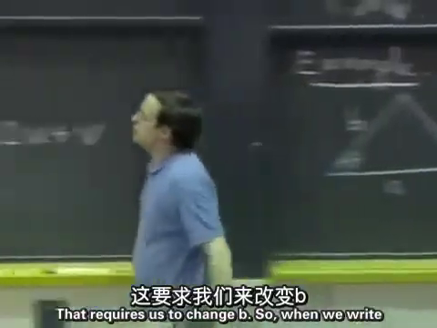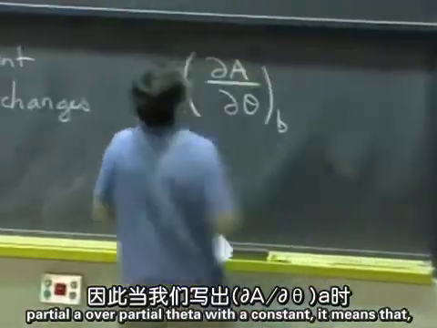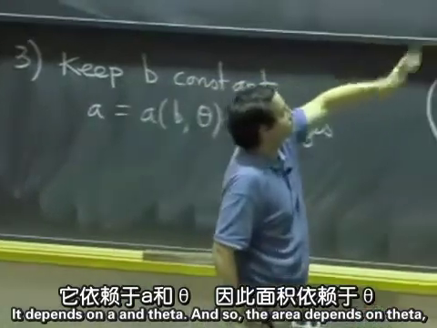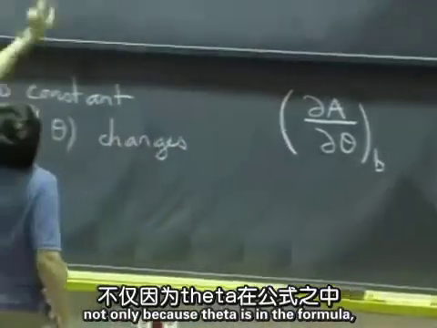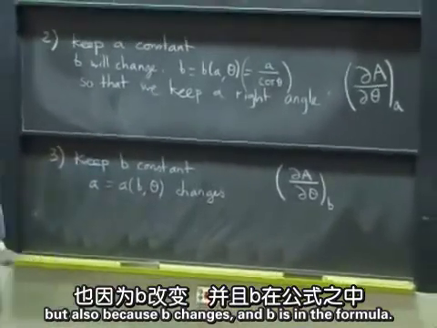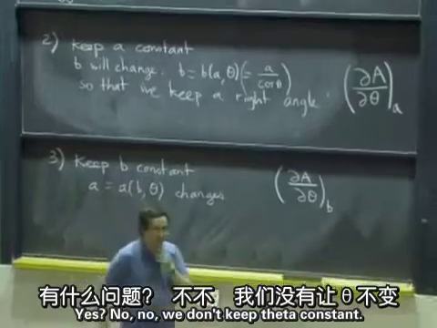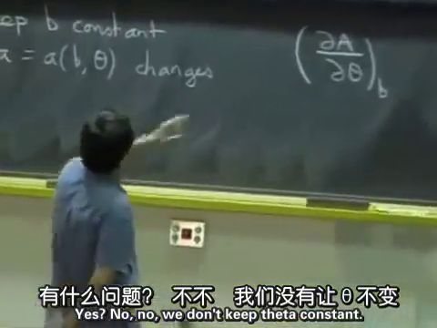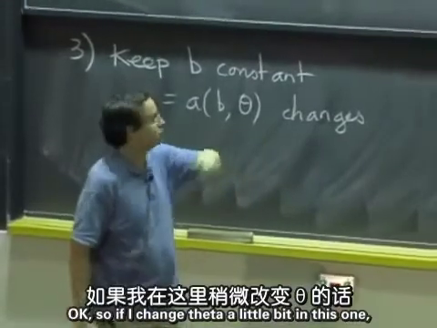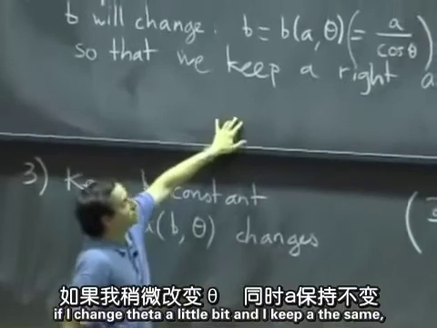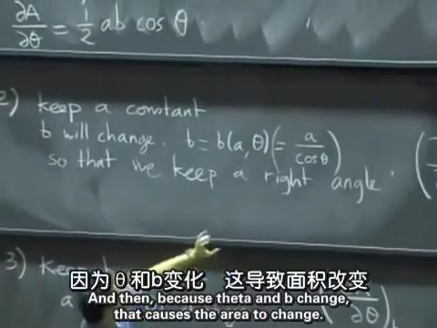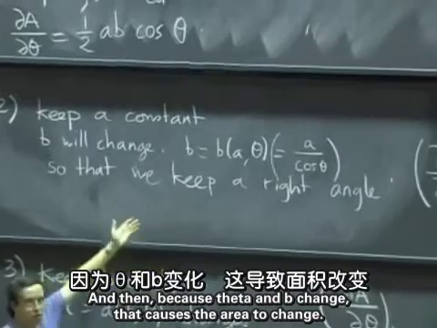So when we write partial A over partial theta with A constant, it means that B will be the dependent variable. It depends on A and theta, and so the area depends on theta not only because theta is in the formula, but also because B changes and B is in the formula. No, we don't keep theta constant. We vary theta, right? The goal is to see how things change when I change theta by a little bit. So if I change theta a little bit and I keep A the same, then B has to change also in some way so that it stays a right triangle. And then because theta and B change, that causes the area to change.